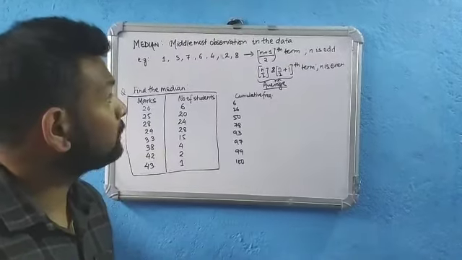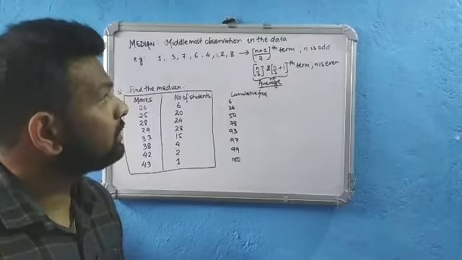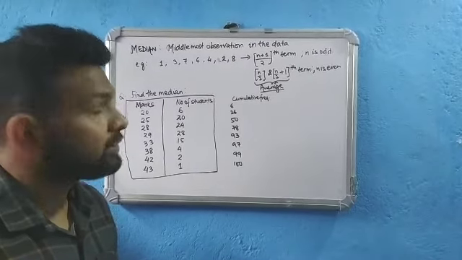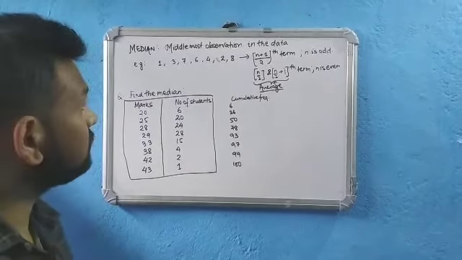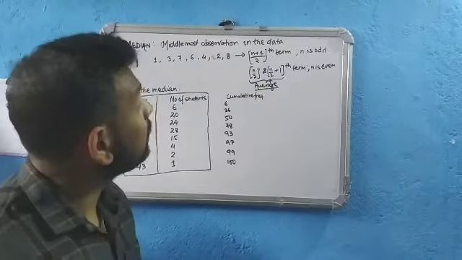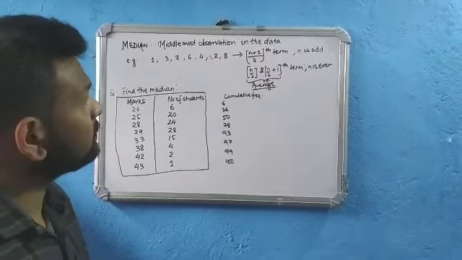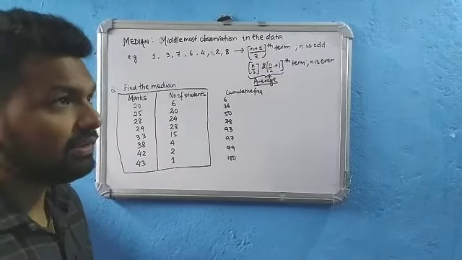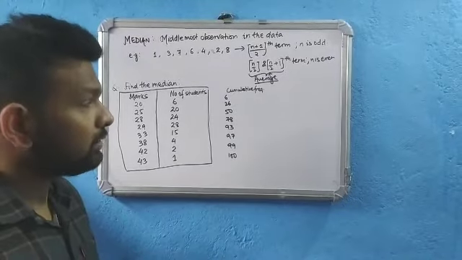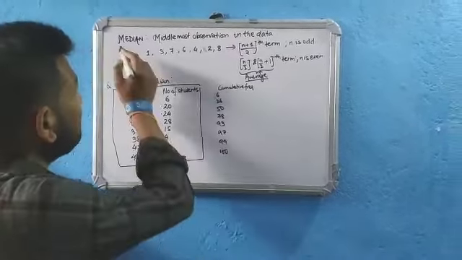Hello students and welcome. As our discussion on mean and mode is already done, today we are going to discuss median, another statistical parameter which is a measure of central tendency. This has already been dealt with in class 9. Hopefully you know. Just to recapitulate a bit, what exactly is median?